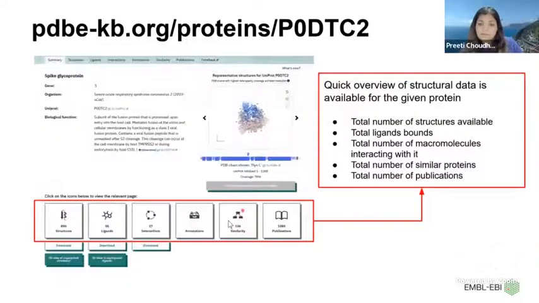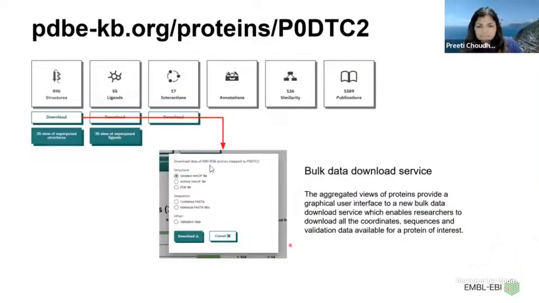Moving on. You also have these icons, which give you a quick overview of the structural data available for your protein of interest. For example, total number of structures, total number of ligands bound, how many macromolecular interactions there are, and similar proteins and various publications. You can download all this data by clicking on the download button present below each of these icons. And here you can download files like MMZip files, FASTA files, and even validation data.